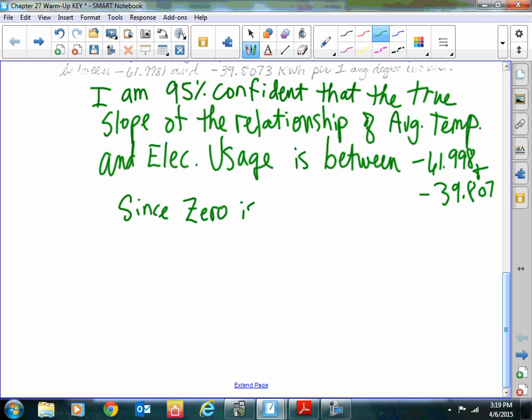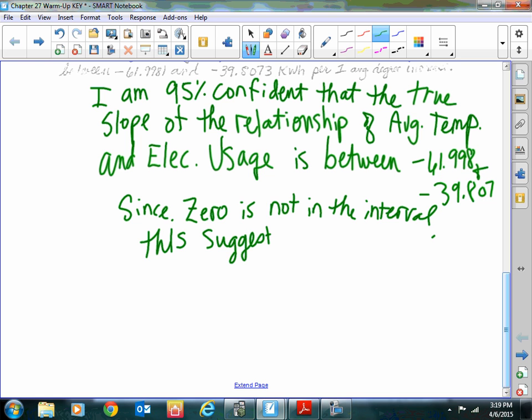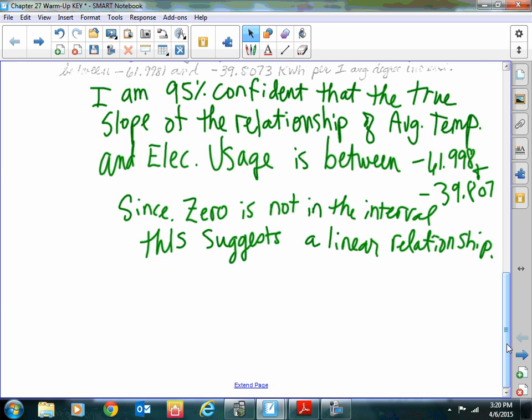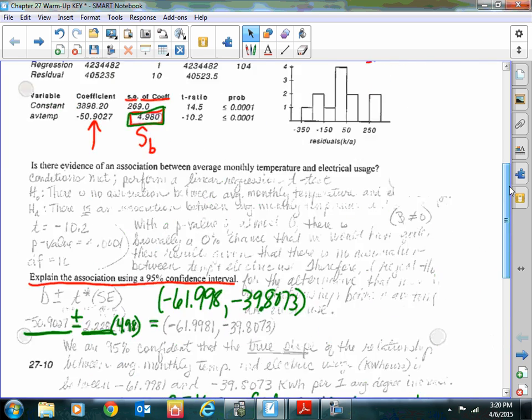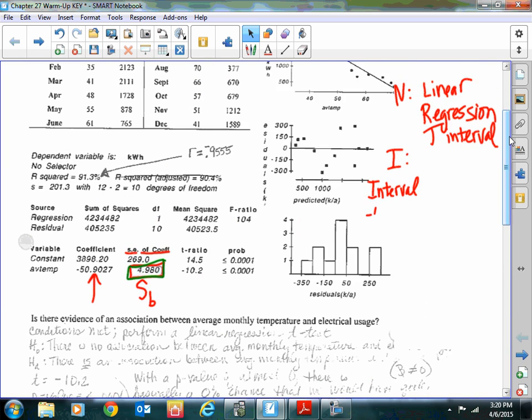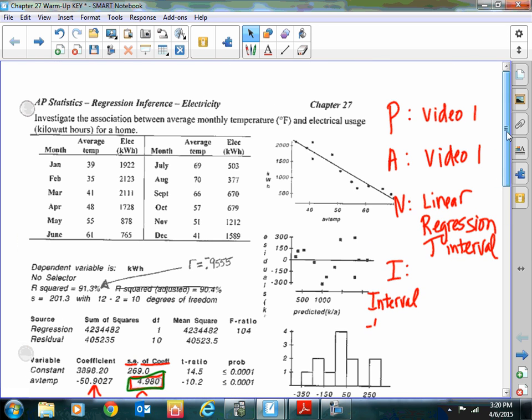Since 0 is not in the interval, this further suggests a linear relationship. And that's it. So the panic model is easy once you have the information already done up for you. And the panic, as long as the P and the A are done, then you're good to go. All right, so that's it. Complete phantoms and panic between the two videos.